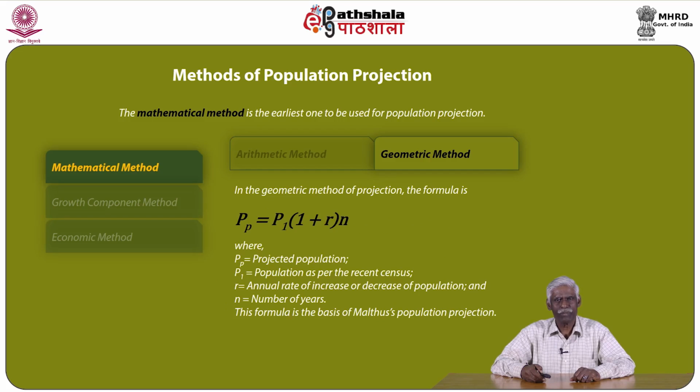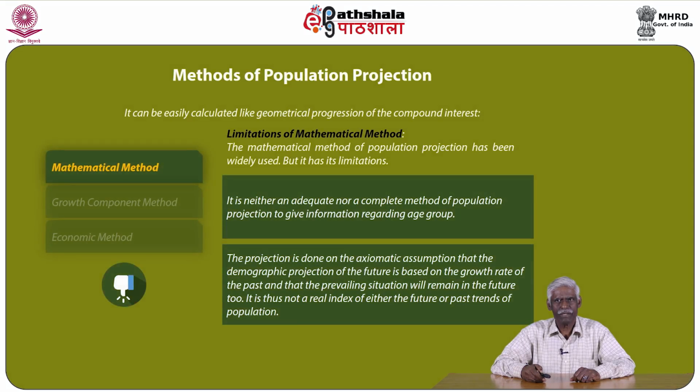The next is about geometric method. In the geometric method of projection, the formula is P_p = P_1 (1 + r)^n, where P_p is equal to projected population, P_1 refers to population as per the recent census, r refers to annual rate of increase or decrease of population, and n is the number of years. This formula is the basis of Malthus population projections. It can be easily calculated like a geometrical progression of the compound interest.